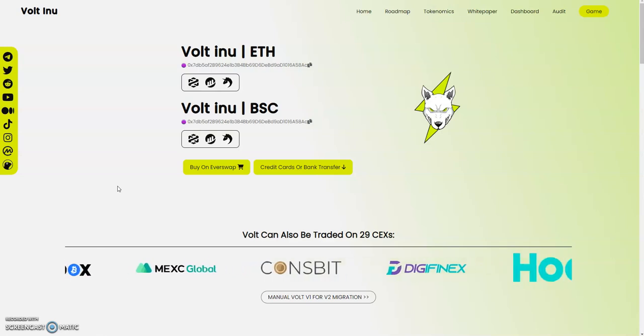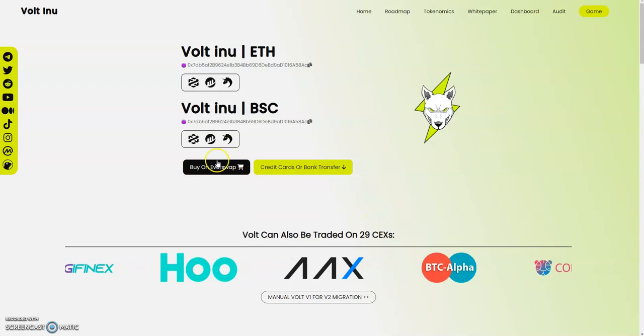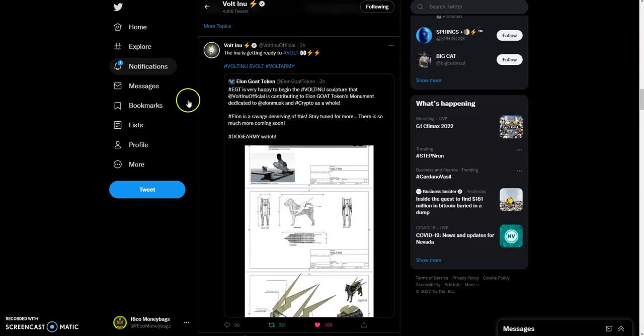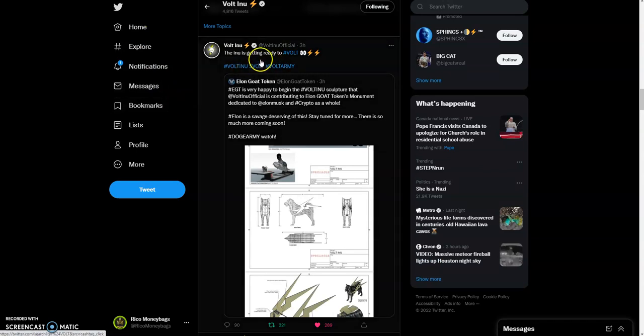For those who have not noticed, Volt can also be traded on 29 CEXs. So that is some big news right there. If you guys have not noticed that, that's a huge accomplishment for the Volt army. So shout out to them for doing that. We got the INU is getting ready to Volt. So this is big news going on right here.